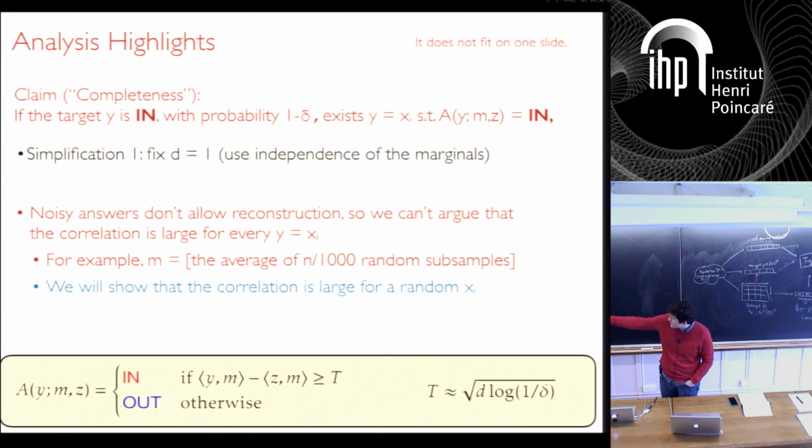The example here is you take the average of n over 1,000 random subsamples. What we do is we don't argue that the correlation between a fixed target and the marginals is large. We argue that the correlation on average, if you sum the correlation over all of the targets, is large, and so there's some person with high correlation.